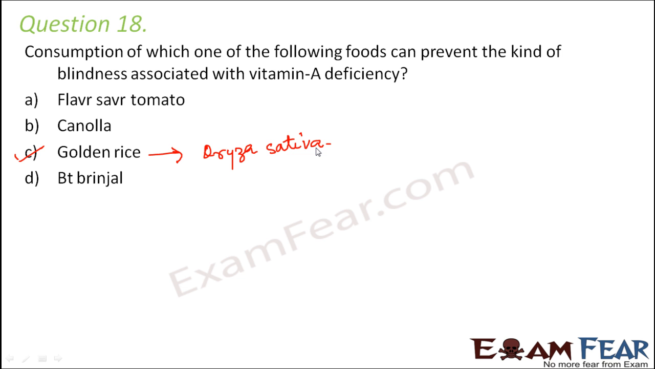Now what is the benefit of making this golden rice? Because rice is a staple food, if rice is made to contain vitamin A, what would happen? The children would eat rice, so as a result they would get a lot of vitamin A inside their body, and this would prevent these kinds of blindness diseases which are generally associated with deficiency of vitamin A.